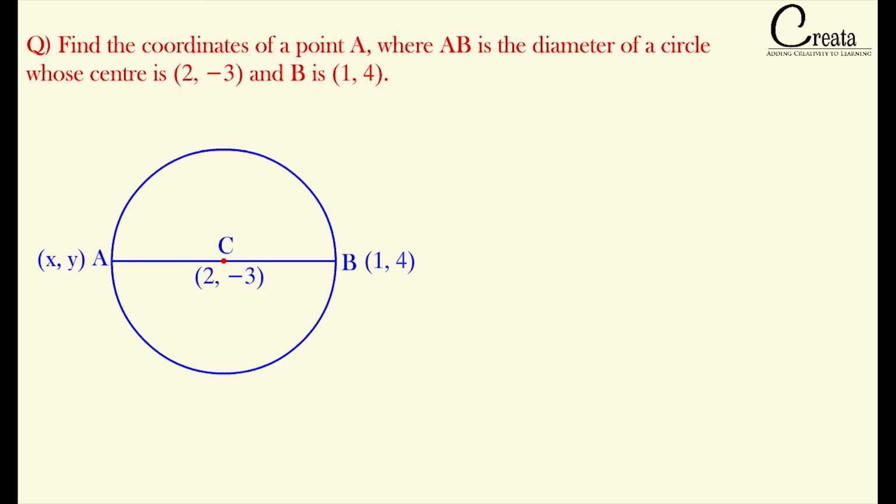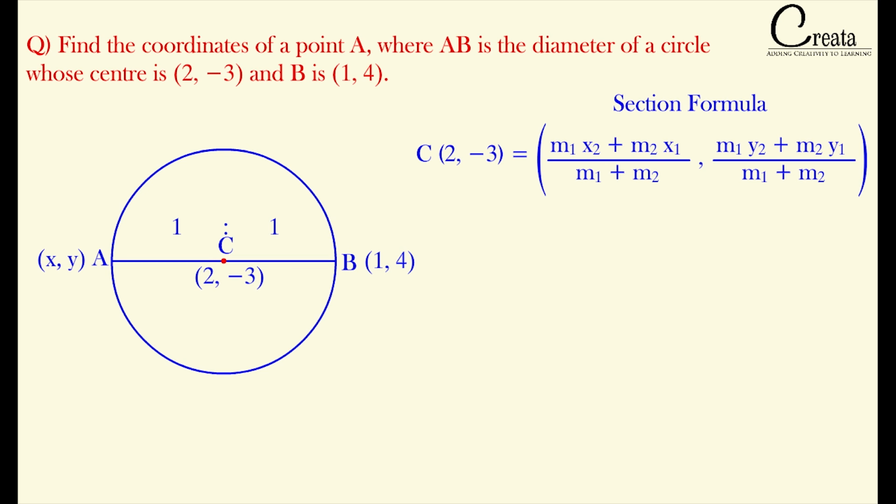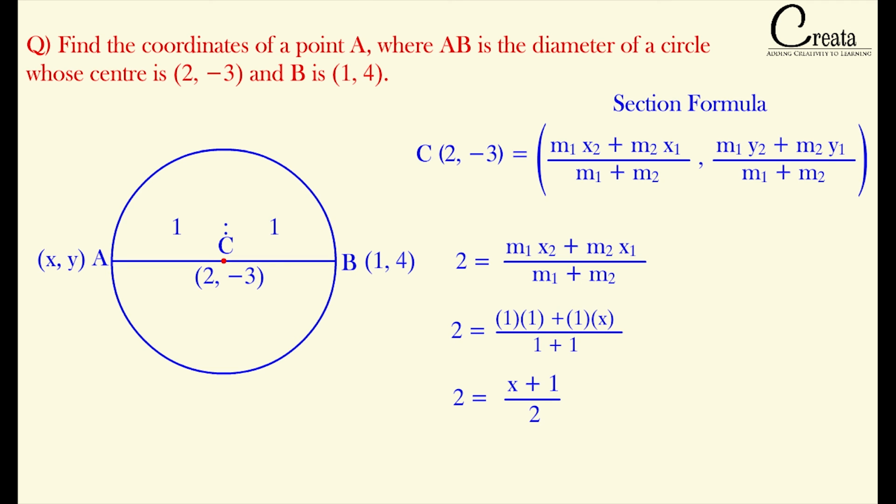Means the C is dividing the diameter AB into two equal parts, that is into the equal ratio. So we got AC is to CB is equal to 1:1. Here the point C is dividing this line segment AB, that is diameter of the circle, into two equal parts. That is 1:1. So we will apply our section formula. Firstly, we will take the x coordinate. So on putting the value, we got 2 is equal to (x plus 1)/2.